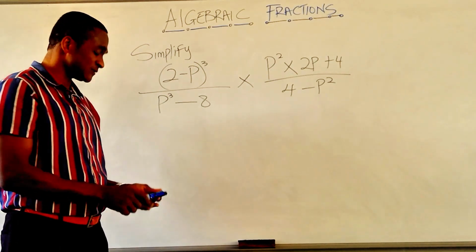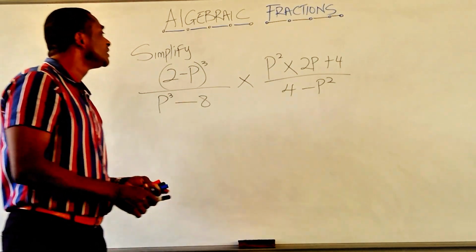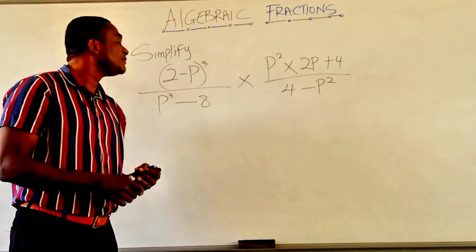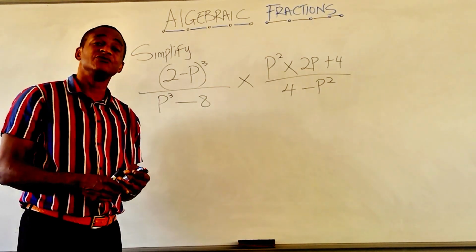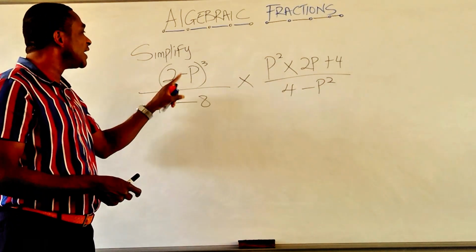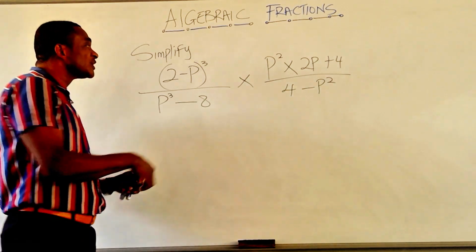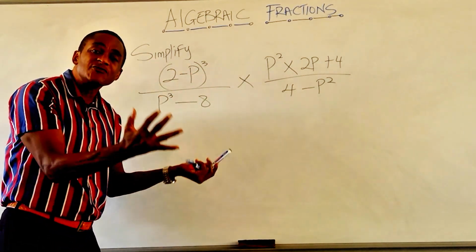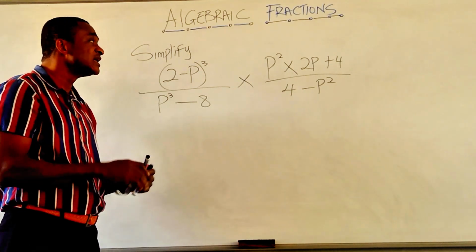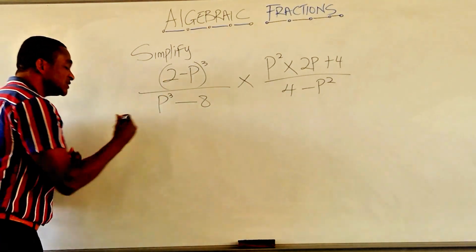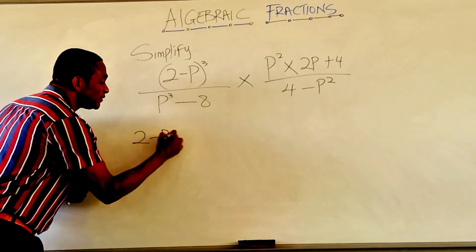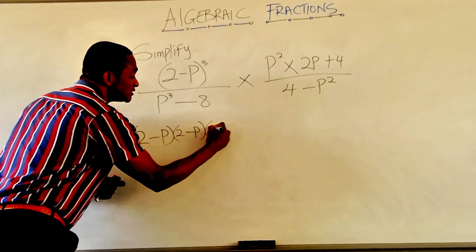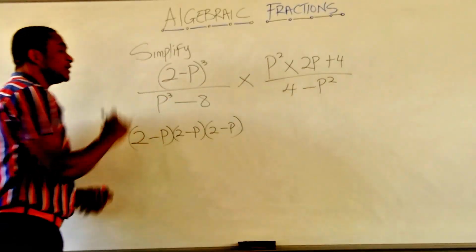So let's go through this. We were given this. This is a complex problem because it has almost all the basic forms of factorization involved. This is (2 minus p) cubed. Please be very careful. You cannot allocate this cube to all of them. It means whatever you have as the content of the bracket, expand it the given number of times. So we have (2 minus p) three times, because it's (2 minus p) cubed.